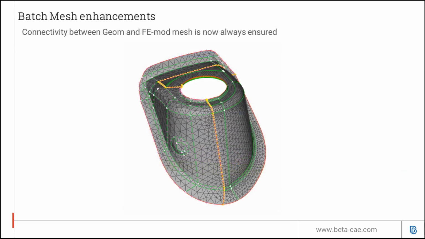There have been enhancements in batch mesh with respect to how it treats boundaries between FE model mesh and geometry. In the past, the connectivity could be broken, but now ANSA always respects the connectivity, whether you remesh both FE and geometry together or part of it. The connectivity will always be maintained. It can be altered with respect to the distribution of nodes, but connectivity will always be ensured.